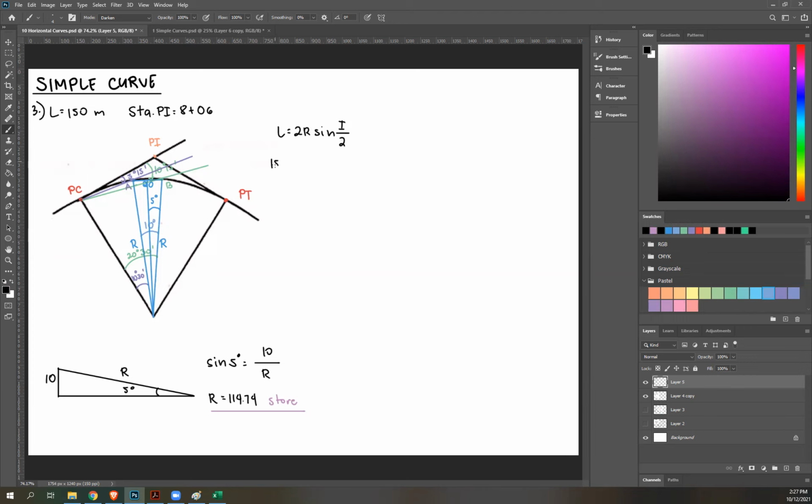So let's plug it in. 150 equals 2, this is R, so use the stored value, sine I over 2. From this, please solve what's I. You can write it in decimal.